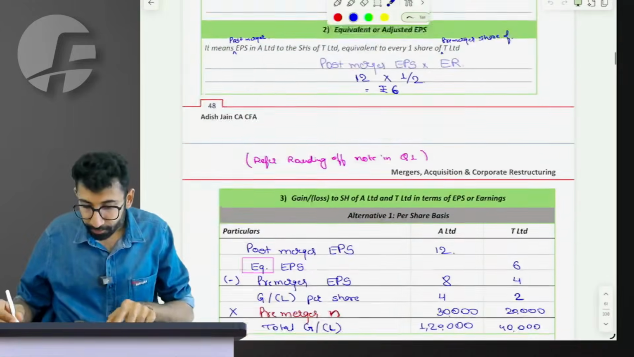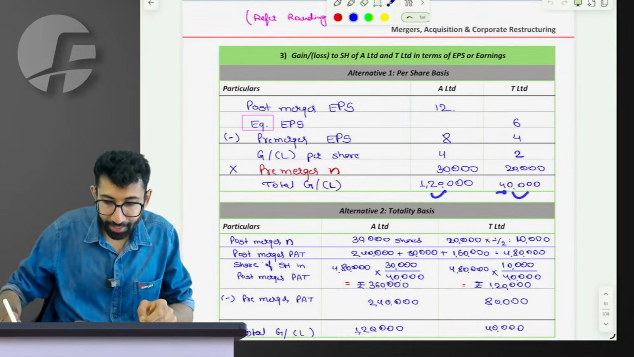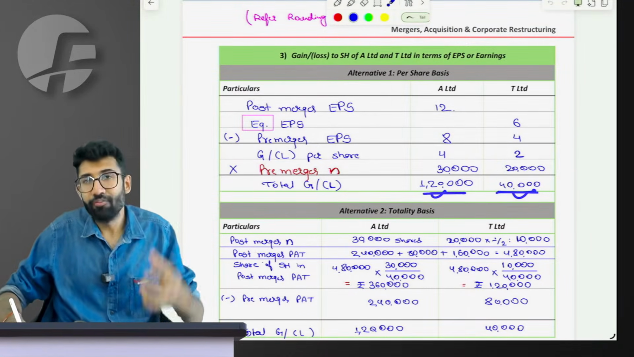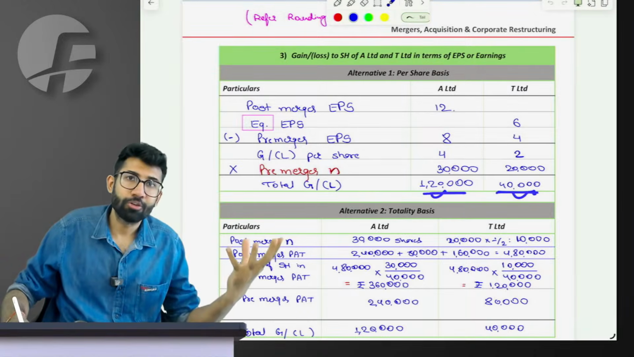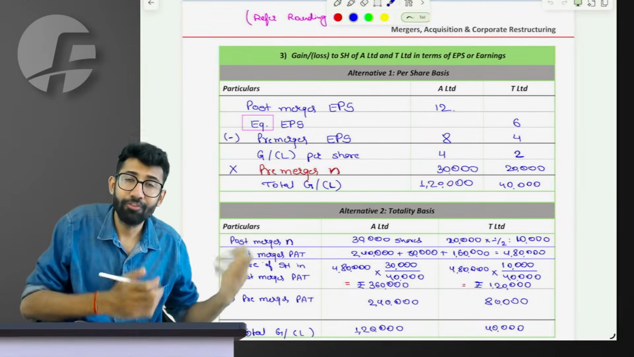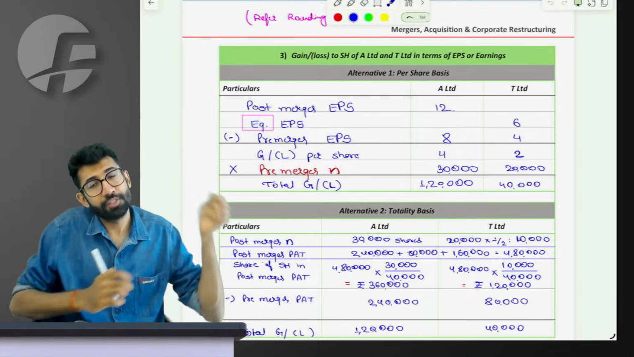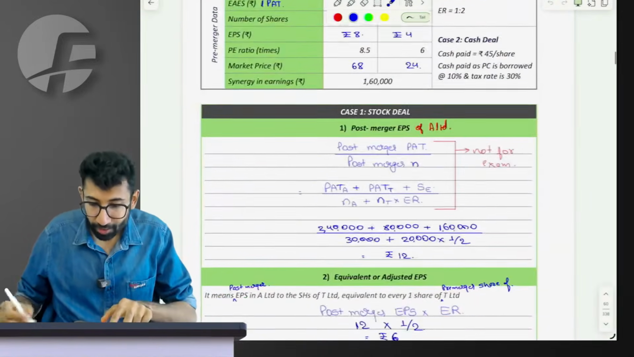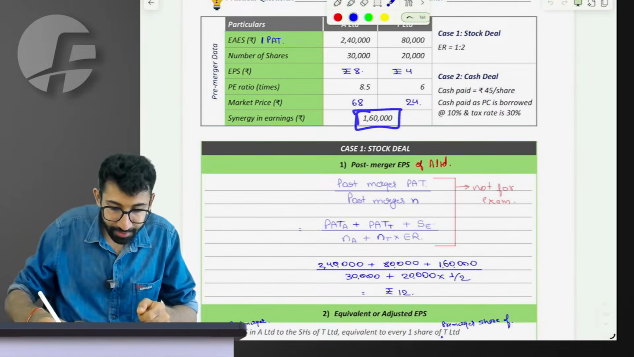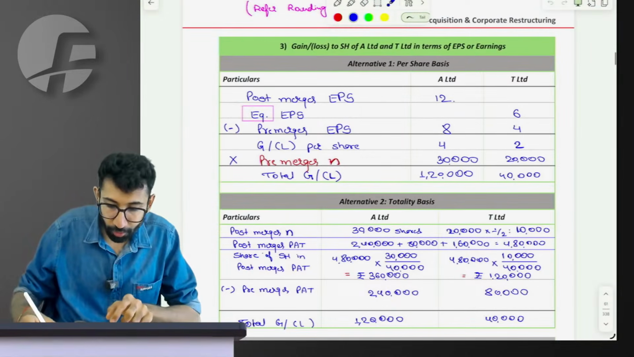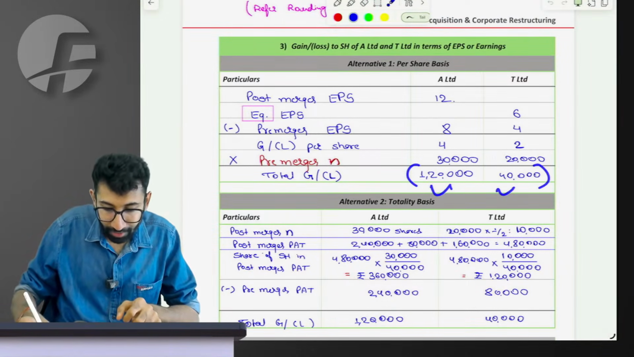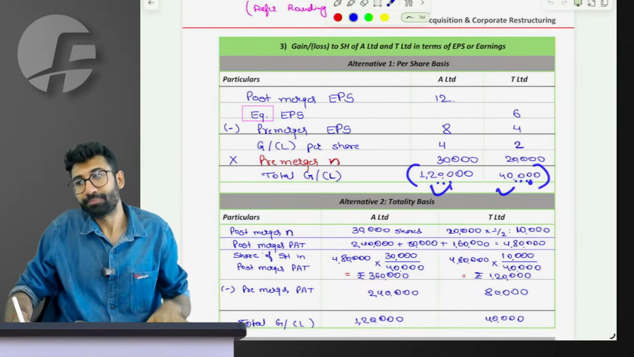If you observe, why are the two parties gaining here? If I had my profit, you had your profit, why do you have gain after merger? Have we done new business? No. The same business gives me now extra profit. Yes, actually, it is the synergy of 1,60,000 which gets distributed between me and you as 1,20,000 and 40,000.